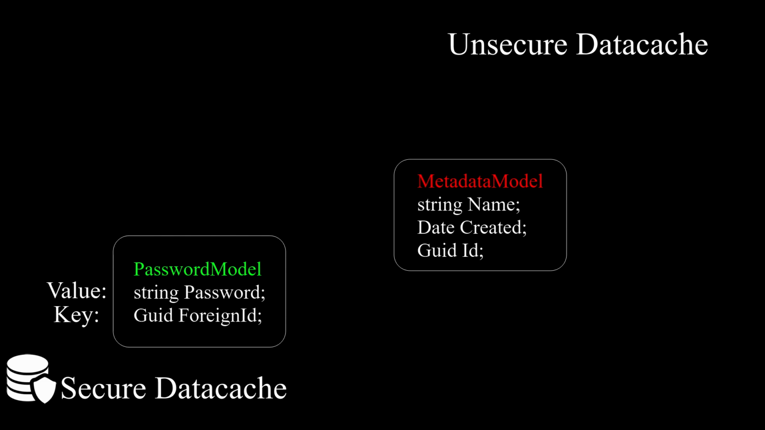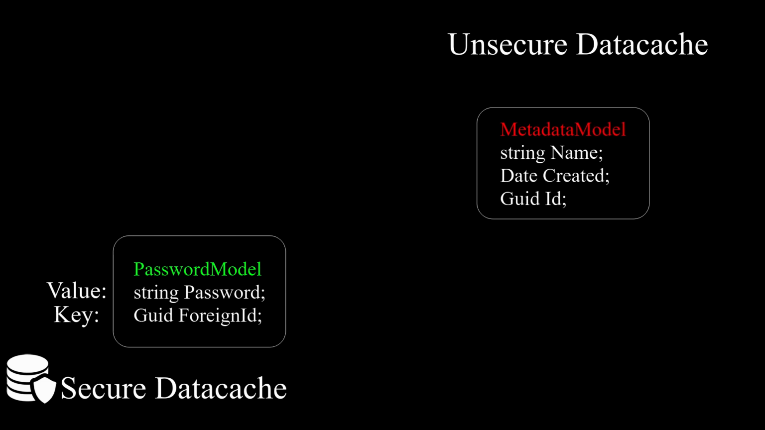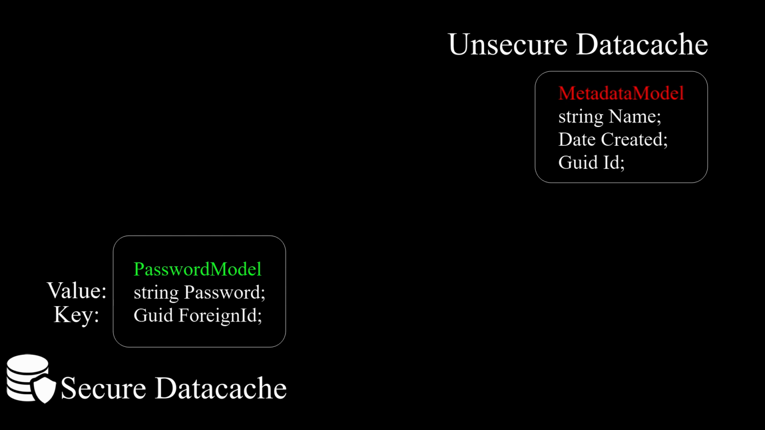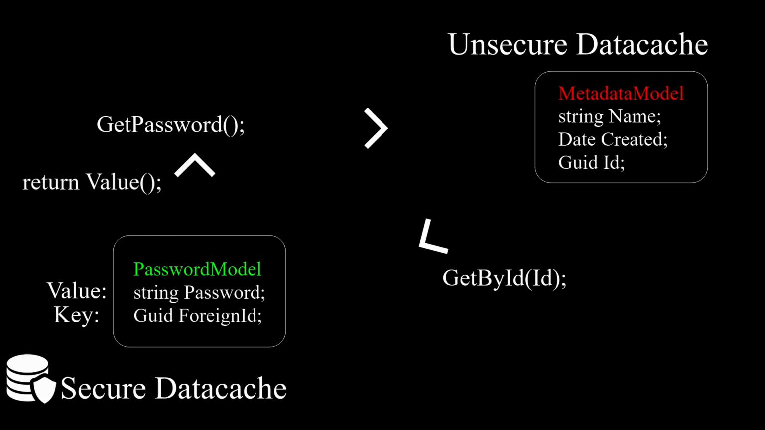The other model, which contains the metadata, is put into the unsecured data cache. If a user wanted to retrieve a password, the metadata model is loaded from the unsecured data cache. If the user wanted to see the actual password, the encrypted bytes are fetched from the secure data cache by the ID of the metadata model, and finally decrypted and shown in the UI. With this running and working, I now had a good system for storing data safely on a hard drive and in the memory.